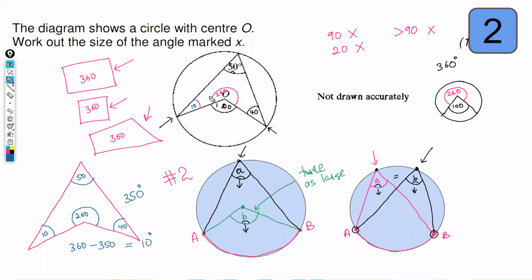So the thing about it, this shape inside the circle, it resembles a triangle. So your brain is saying, oh, it's a triangle. But when you look at it carefully, it's not a triangle. It's a weird looking quadrilateral, but a quadrilateral nevertheless.